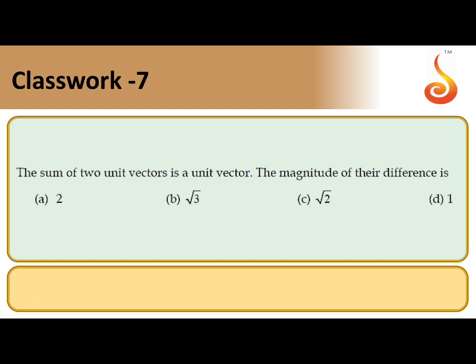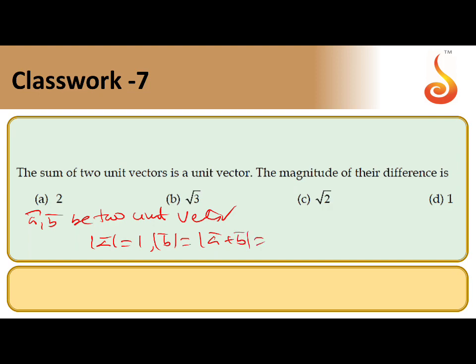Next question. Sum of two unit vectors is a unit vector. What is the magnitude of their difference? So the magnitude of the difference. Sum of two unit vectors. You can take the two vectors as A bar, B bar, two unit vectors. So they are given modulus A equal to 1, modulus B equal to 1, modulus of A plus B also equal to 1. Now what are they asking? They are asking the modulus of A minus B value. So I'll solve the question in the next page. So you get proper clarity on solving this one.